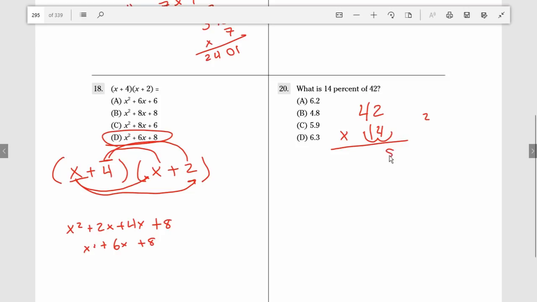4 times 2 is 8. 4 times 4 is 16. Bring down a 0 since we're starting to 1. 1 times 2 is 2. 1 times 4 is 4. 0 plus 8 is 8. 6 plus 2 is 8. 1 plus 4 is 5. Bring those two decimals in. This is 5.88, which they round to 5.9 in their answer.